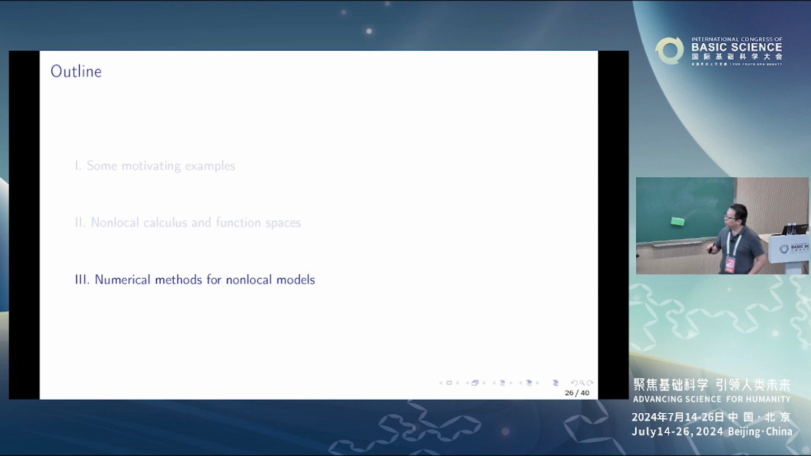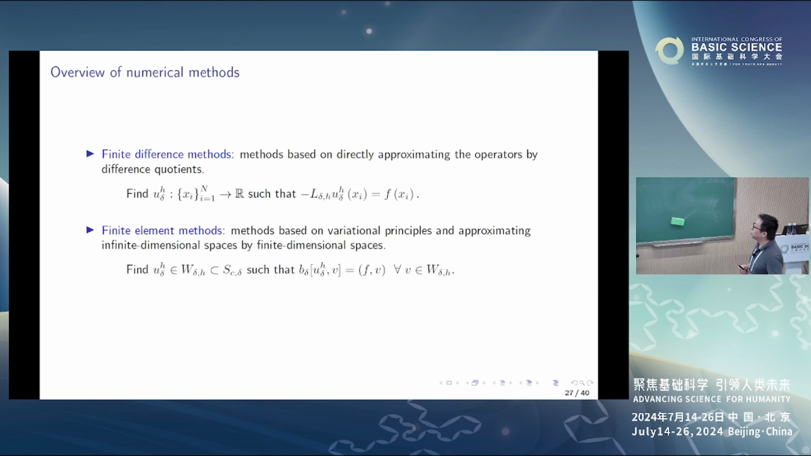So next, I want to introduce some popular numerical methods for solving the nonlocal models and explain what we need to care about. For example, we can use the finite difference method to discretize the nonlocal operator. That's a method based on directly approximating the nonlocal operator by difference quotients. So we can construct a discrete nonlocal operator and solve for the function value at each point.